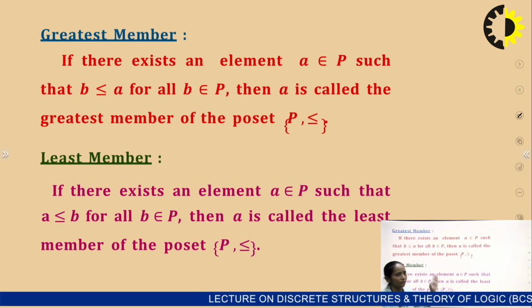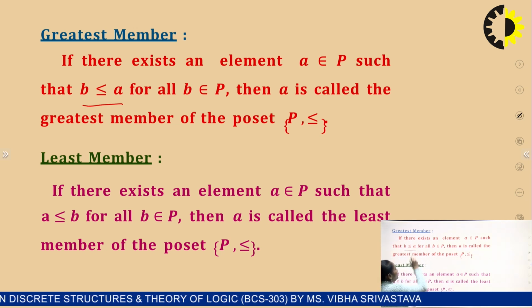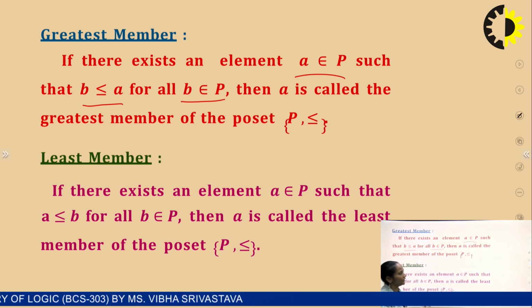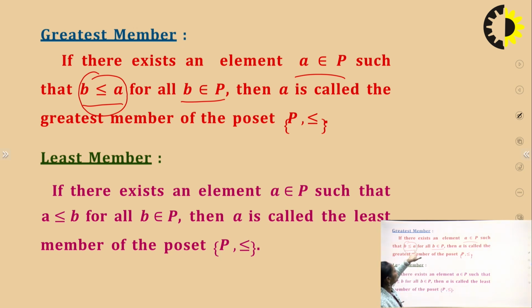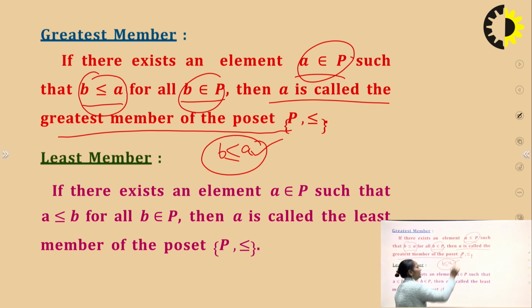The next thing is greatest member and least member. If there exists an element a belongs to P such that b is less than or equal to a for all b belongs to P, where a and b are two members of P, and we are talking about the greatest member, then a is called the greatest member of the poset with the given relationship. Because b is less than or equal to a, it means a is greater than all the elements b. So a will be the greatest element.